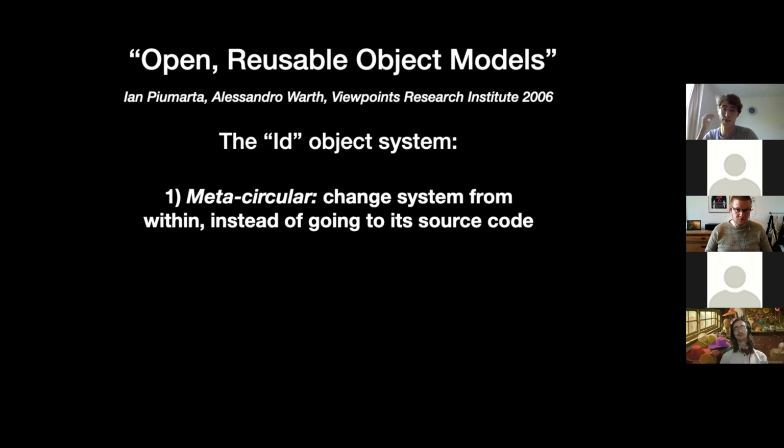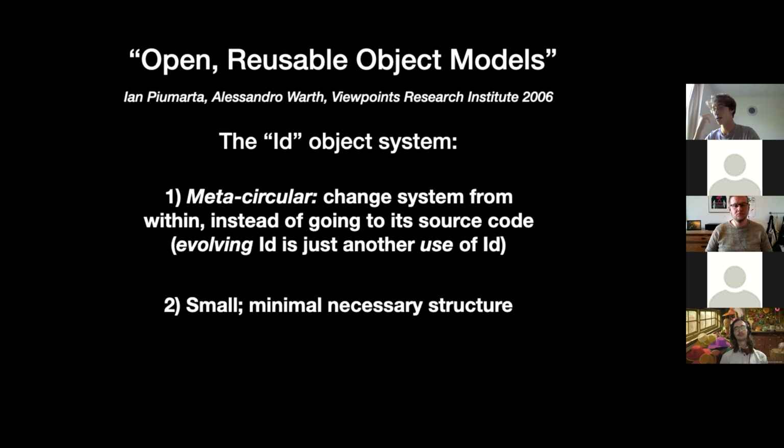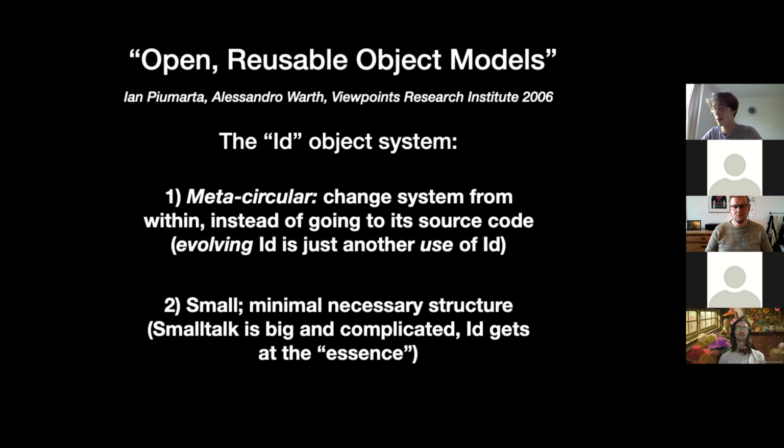So in addition to all the uses of object-oriented languages in general, you can also evolve the underlying platform without having to know the original implementation language like C++. So it quite clearly embodies this property of evolving. It's just supposed to be another use of it. The second property is that it's small. It's in some sense the minimal necessary structure to be able to kick off a self-improvable software system. And I think the problem with Smalltalk and similar systems is that they tend to be very big and complex. And what it's trying to do is just distill the essence of the first point of meta-circularity.